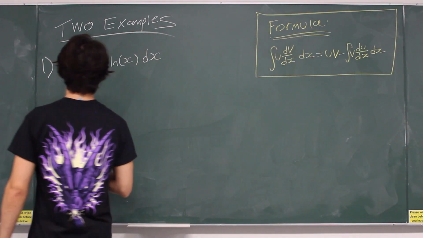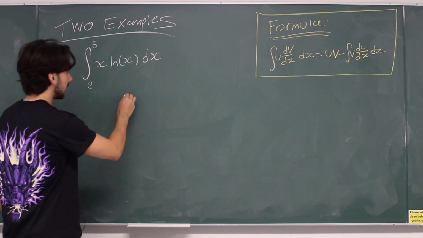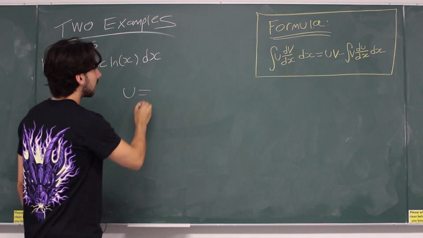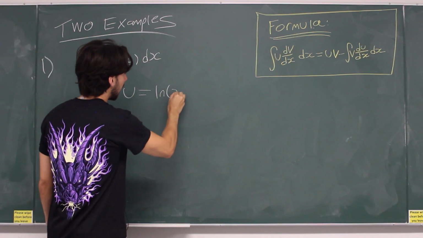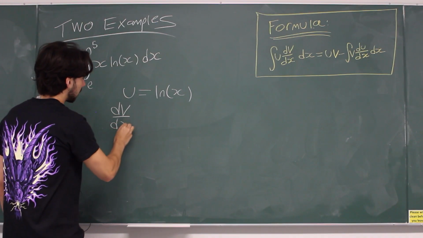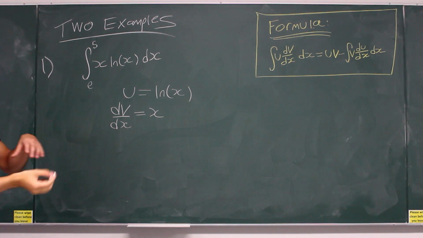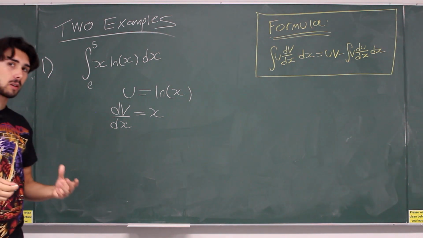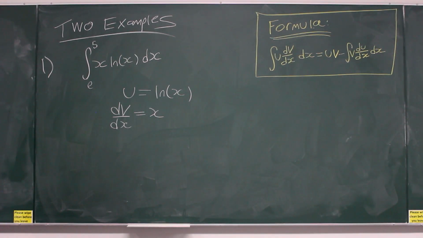So with integration by parts, one function needs to be u and one function needs to be dv dx. So we're going to label u the natural log of x, and we're going to label dv dx x. If you're not sure why it's that way around, check out the last video where I explained the order of priority for what you should let u be equal to.